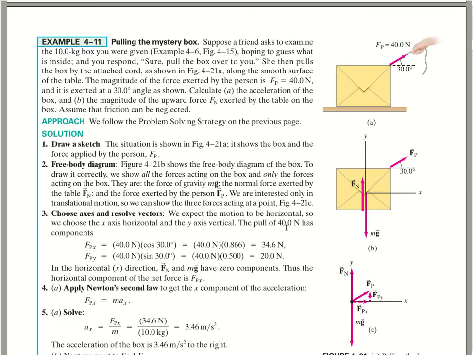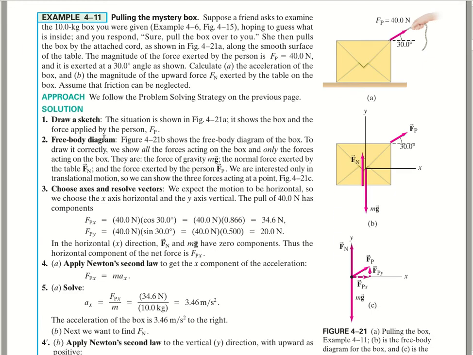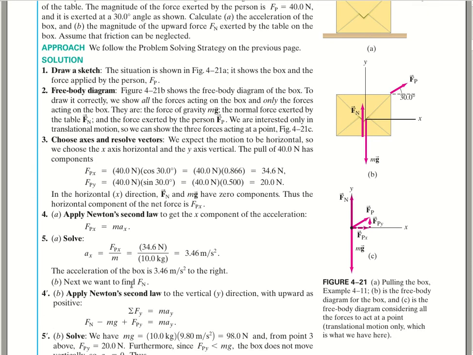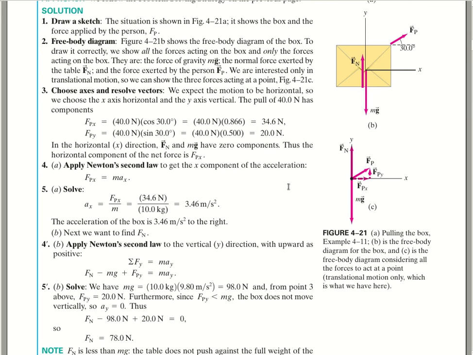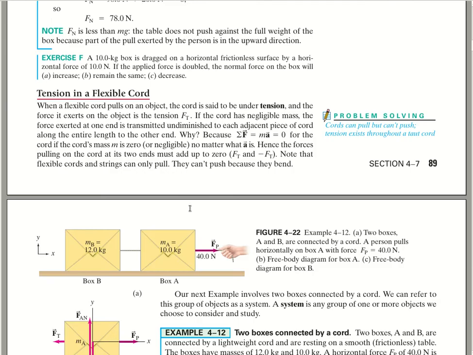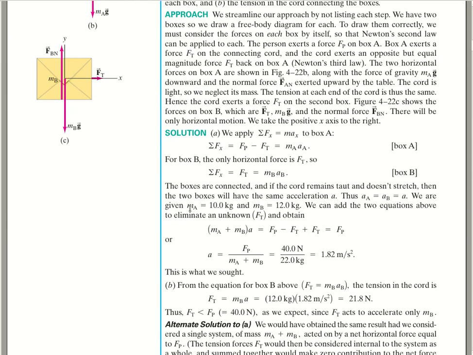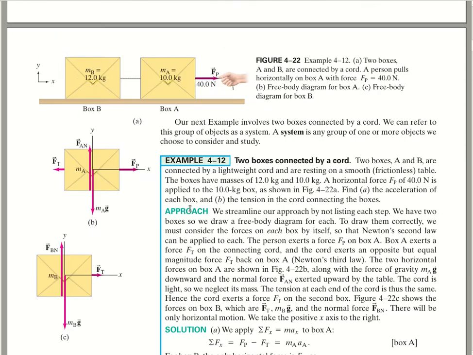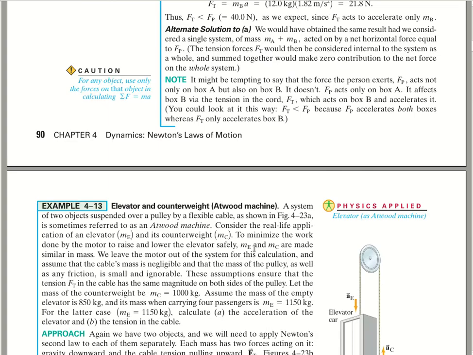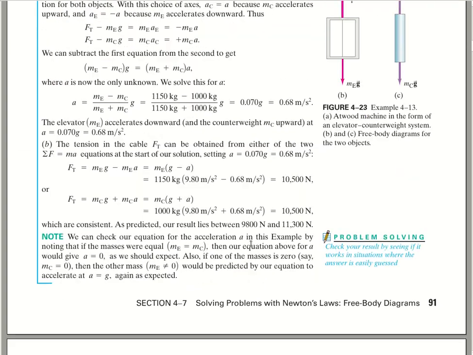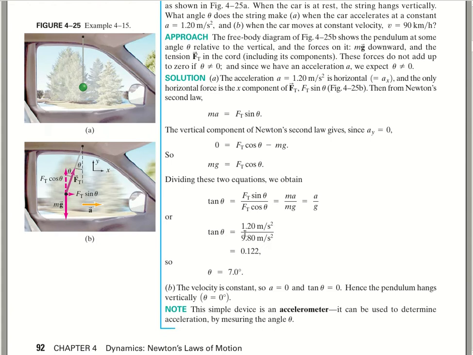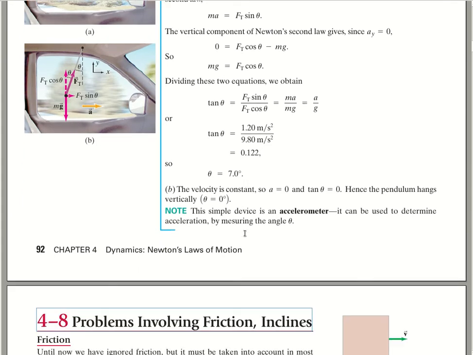Usually you have this example, a very simple one, where you are pulling a box. Normally you have the force due to gravity, the normal force, and an extra one that is the one that moves everything. You can also check this one, the two boxes connected by a cord. The pulleys we're going to talk about later, and maybe also the accelerometer.